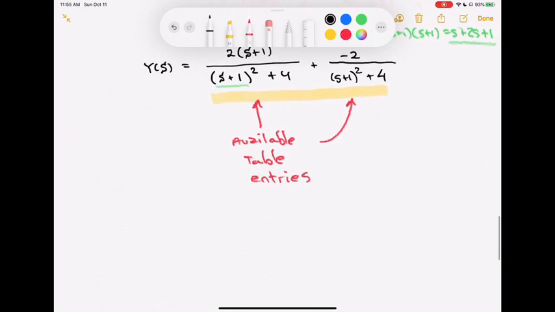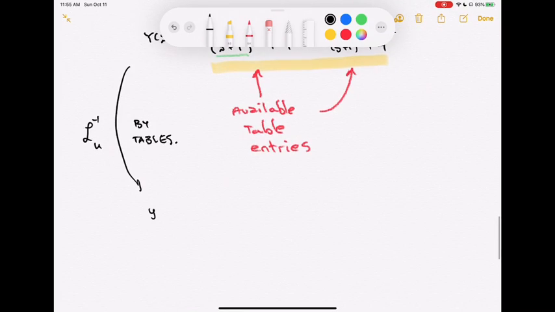So now I go ahead and do what? The inverse unilateral transform, and this is by tables. I'll let you go ahead and cross-reference with the tables that are available on Blackboard for the class. And what you'll see in this case is that on the left-hand side, I had Y of s, invert transform that guy, I get y of t.